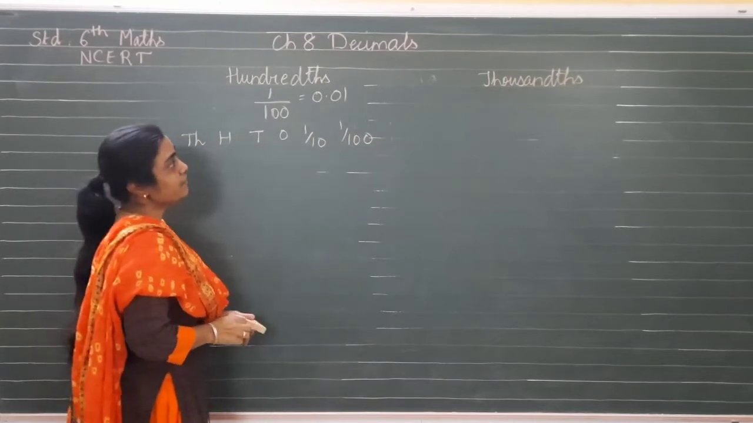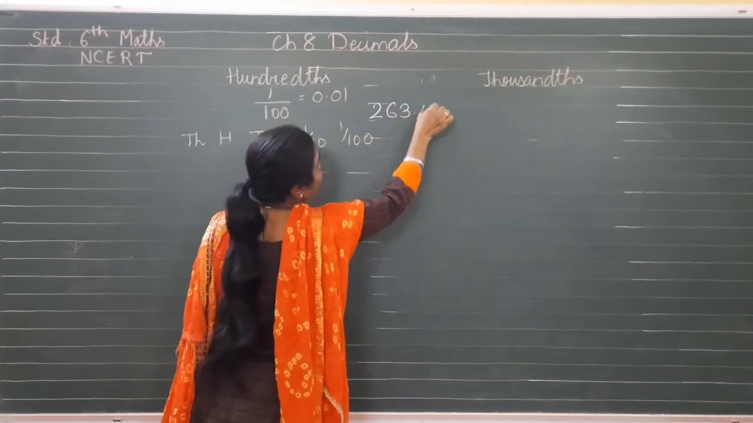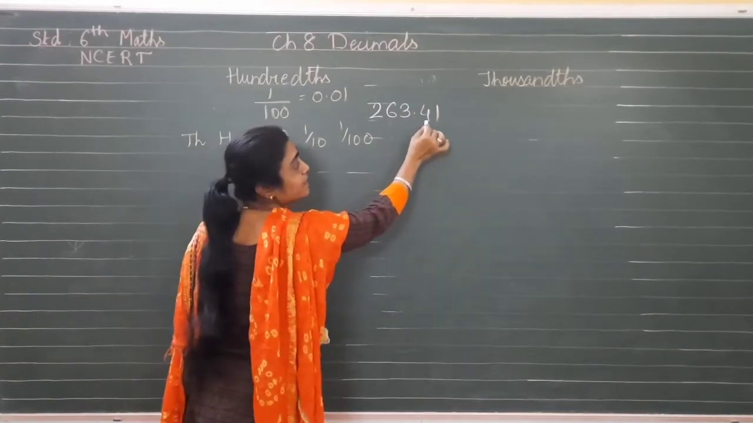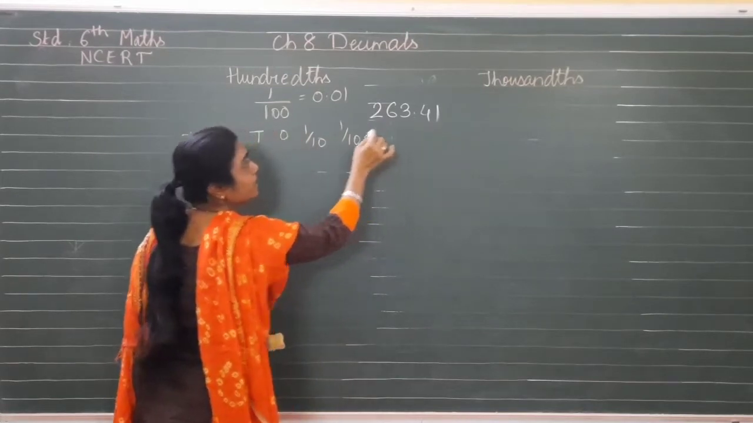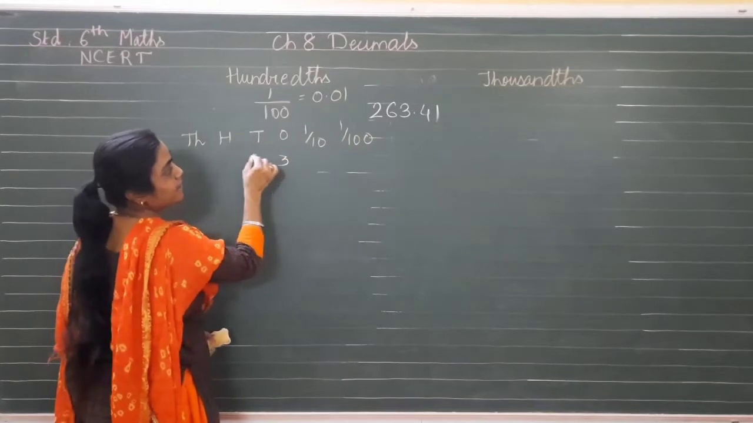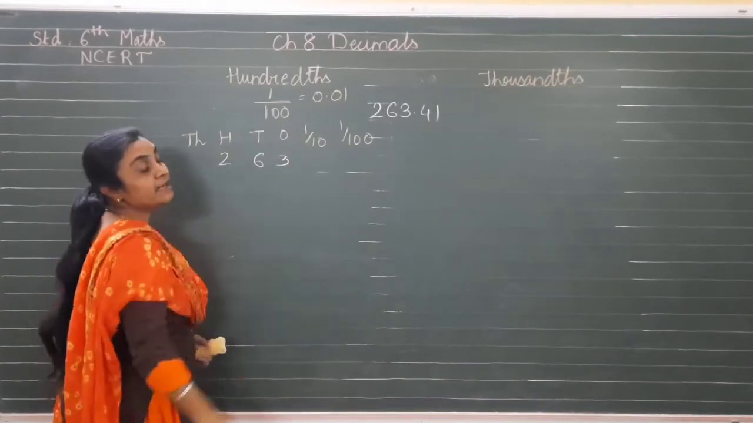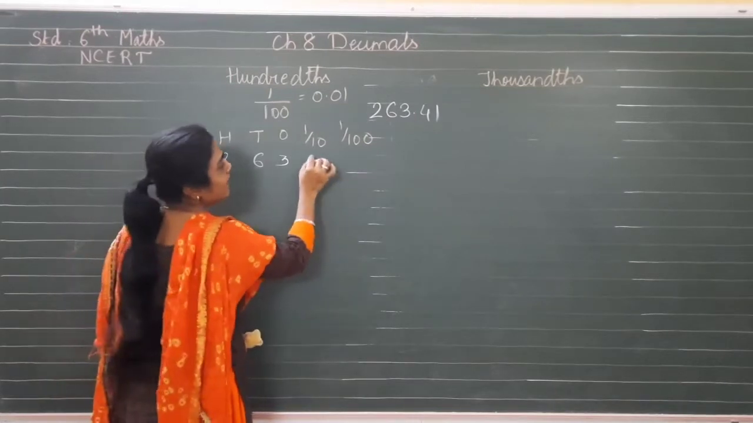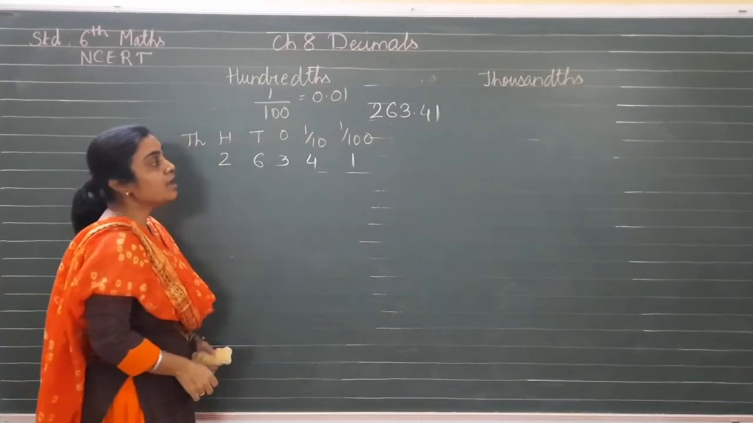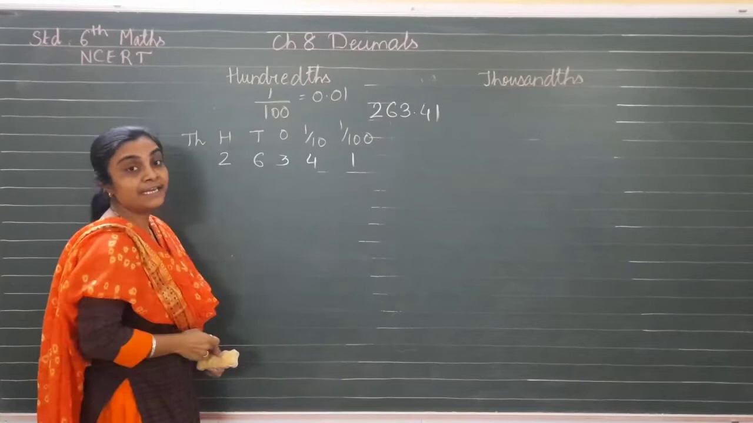Now let us see one of the numbers: 263.41. After the decimal it is read as 41. Now let us place these numbers in the place value chart. So 3 will be at the ones place, 6 will be at the tens place, and 2 will be at the hundreds place. 4 will be at the 1 upon 10 place, and 1 will be at the 1 upon 100 place. So 263.41 we have seen in hundredths.